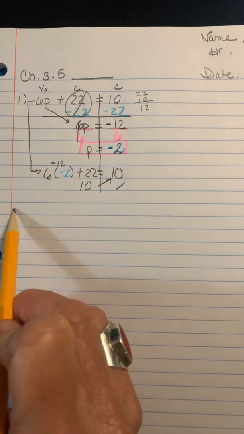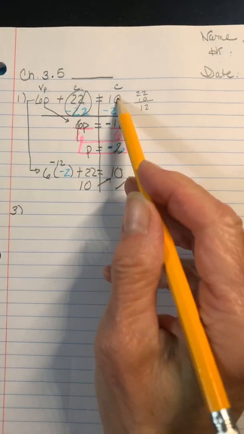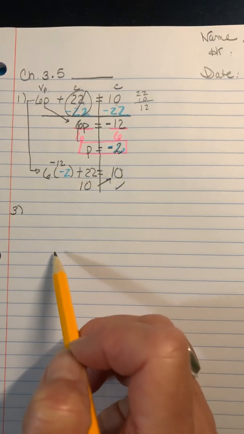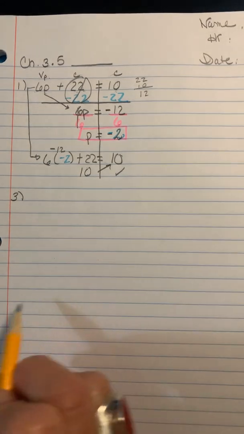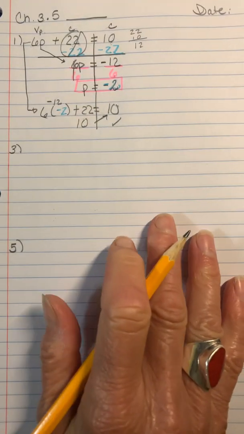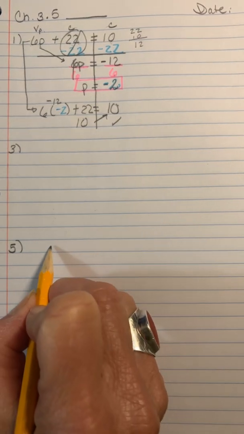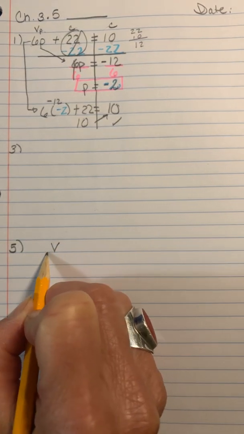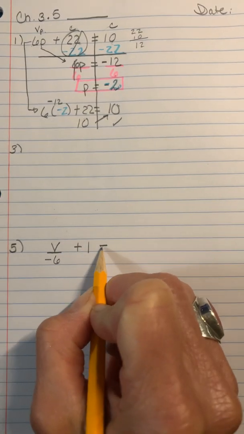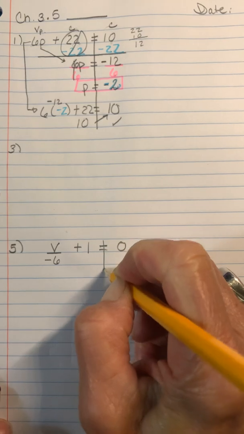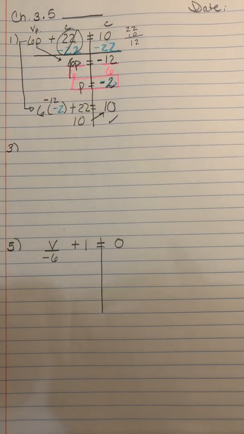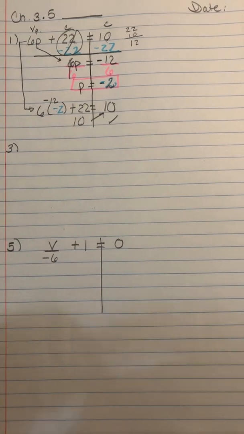So you have 1, 3, I need 1, 2, 3, 4, 5, at least 7 lines. 1, 2, 3, 4, 5, 6, 7. Skip a line. I'm going to put it right here. So question number 5 I want to do because this is one with a division. I have v divided by negative 6 plus 1 equals 0. Separate the left from the right. Helps you keep organized. First, look for getting rid of the additive inverse.